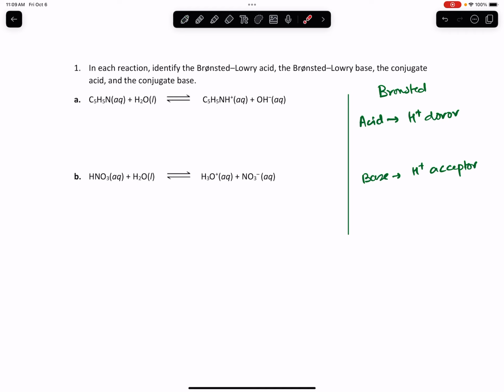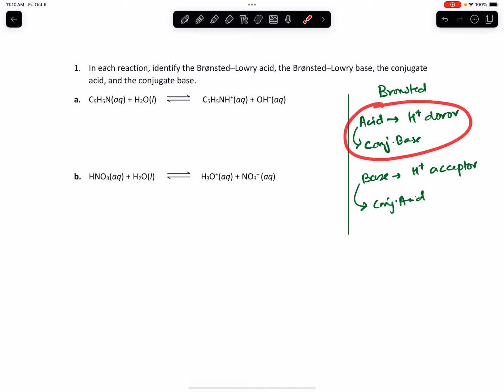Now when the acid gives away the proton, what is left behind is the conjugate base. And the base, once it accepts the proton, gives rise to the conjugate acid. So the difference between an acid and its conjugate base is simply one proton, where the one that has the H plus, the proton, is the acid. And the difference between a base and a conjugate acid, again, is one proton, where the acid is again the one that has the extra proton.